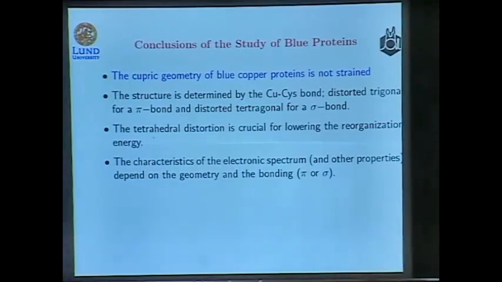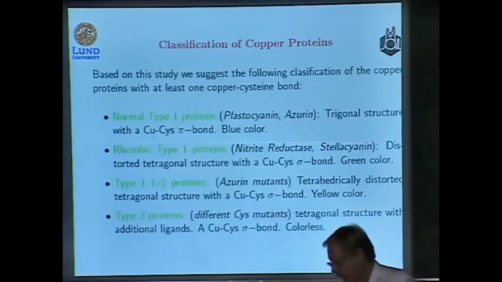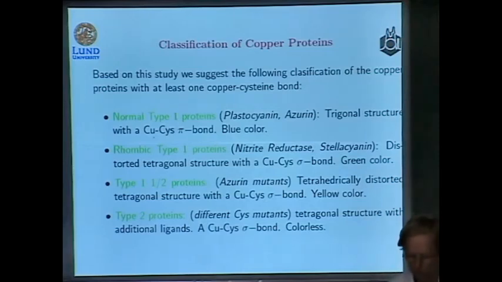Now this work has actually been extended to a large number of proteins by now of similar character. And the conclusion of this study in general is that the cupric geometry is not strained, as I said. The structure is determined by the copper cysteine bond, distorted trigonal for a pi bond, distorted tetragonal for a sigma bond. And the tetrahedral distortion is crucial for lowering the reorganization energy. The characteristics of the electronic spectrum and other properties depend on the geometry of the bonding. And you can actually classify a large number of copper proteins by their different bonding type and their different properties.